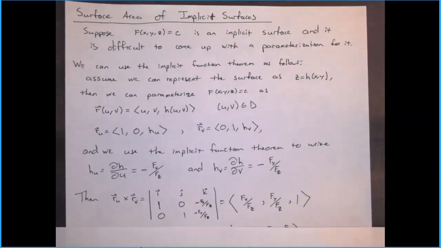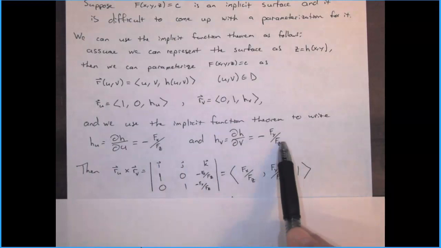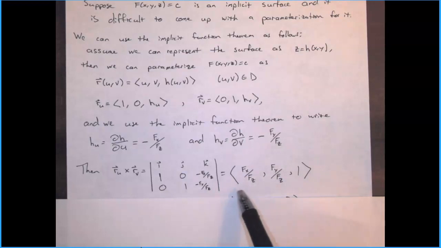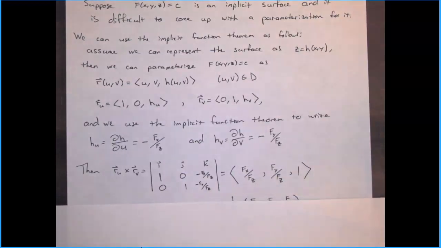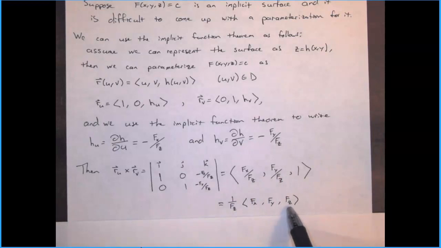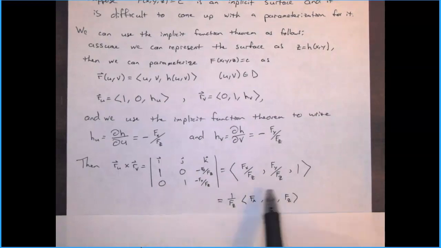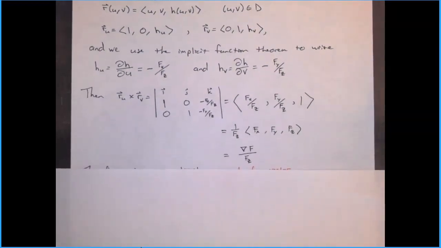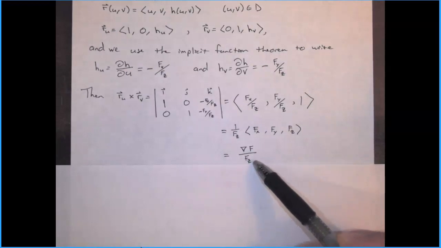So now we can compute this cross product, plug in these representations of the partial derivatives, and we get this vector. Now I'm going to factor out 1 over the partial derivative of F with respect to z. And here I have to put the partial derivative of F with respect to z, so that if I distribute this back through, I get 1. But now this vector is just the partial derivatives of this capital F function. That's exactly the gradient. So this cross product is the gradient of capital F divided by the partial derivative of capital F with respect to z.